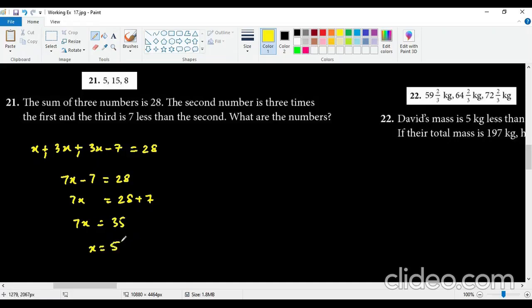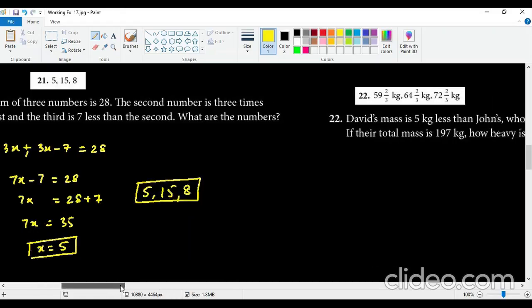a 35. So first number is 5, second number is 3 times the first number. So first number is a 5, second number is 15, and the next number is 8. These are the numbers that when added together give you a 28.